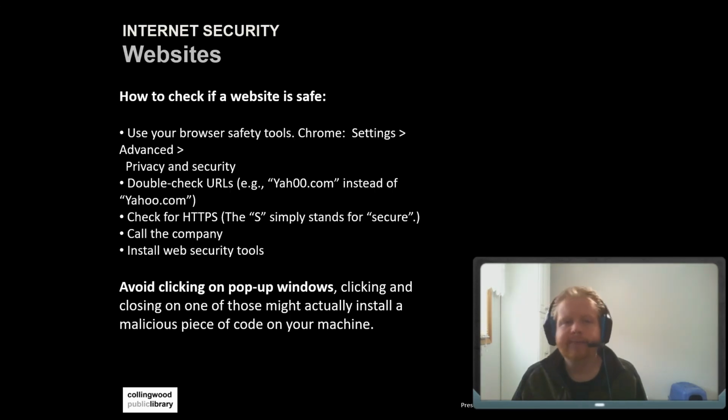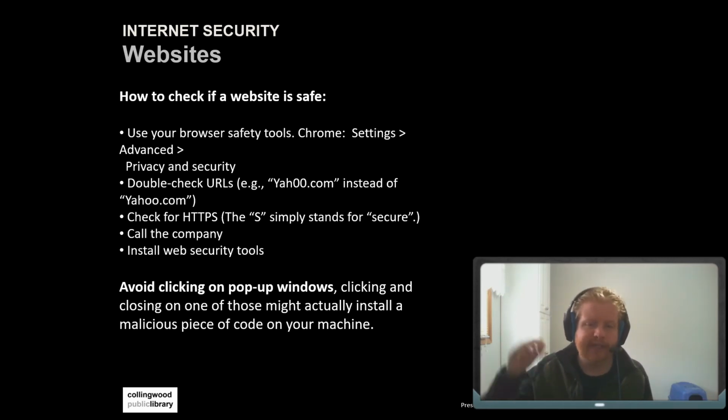So, websites, again, that concept of wild, wild west, some websites can be dangerous to you. Well, how do I figure out if it's safe? You can do it on your browser. Generally, they'll have safety tools. For Chrome, if you go to Settings, Advanced, you can go to your privacy and security and then check in regards to protection.